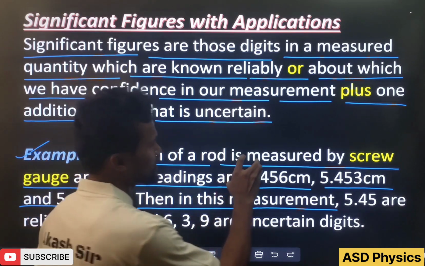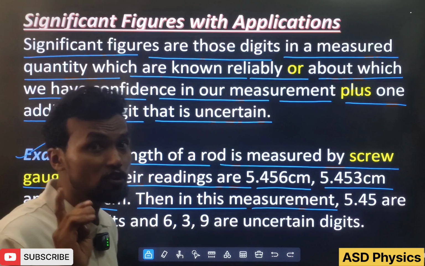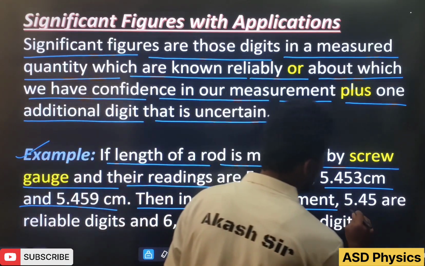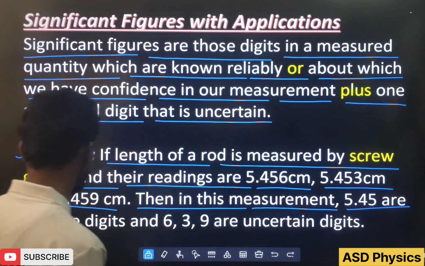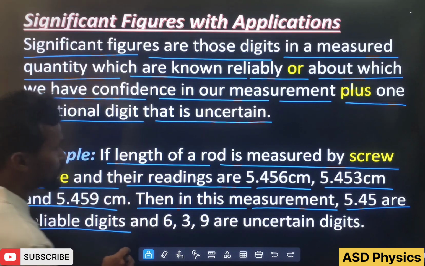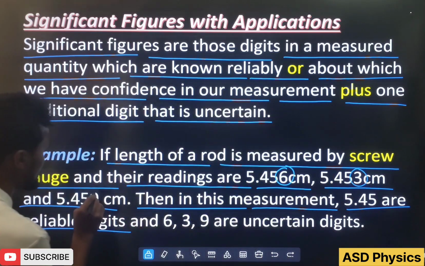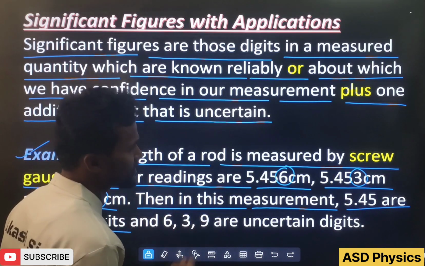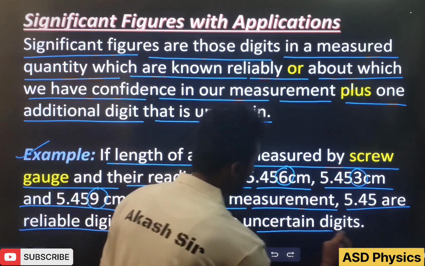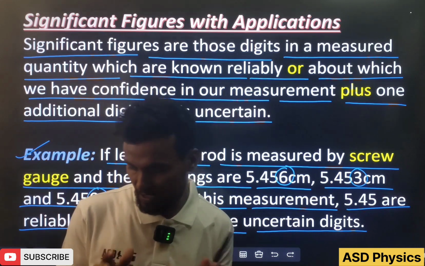But if you see these three readings, in all of them the first 3 digits are common. What is that? 5.45. That means in this measurement 5.45 are reliable digits. That means we are very confident in this. And after that this 6, this 3 and this 9, you can see in these 3 measurements these are different digits. So this 6, 3, 9 are uncertain or doubtful digits. So students, I hope this is very clear.